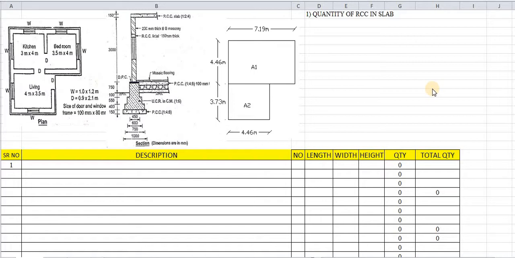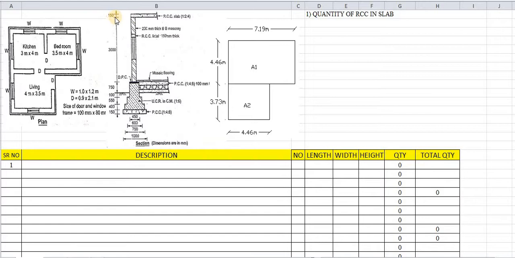If there is a negligible thickness, as in the case of flooring or DPC, they are measured in meter square. But RCC has a sufficient thickness, that is, 120 mm thickness, or 110 mm thickness, or 150 mm thickness. So in the present problem this RCC has a thickness of 150 mm.